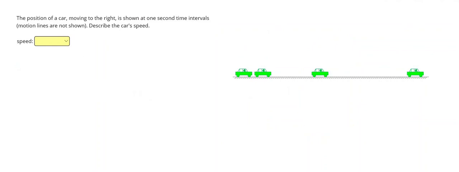All right, let's take a look at another vocab and concept problem. So here's a car shown at 1 second time intervals. So 0, 1 second, 2 seconds, 3 seconds. It says, what was happening to the car's speed?